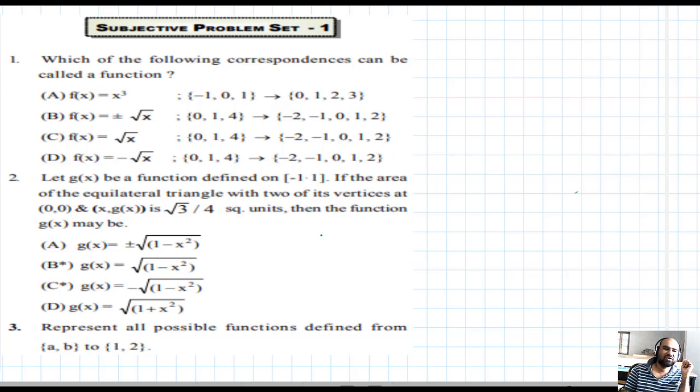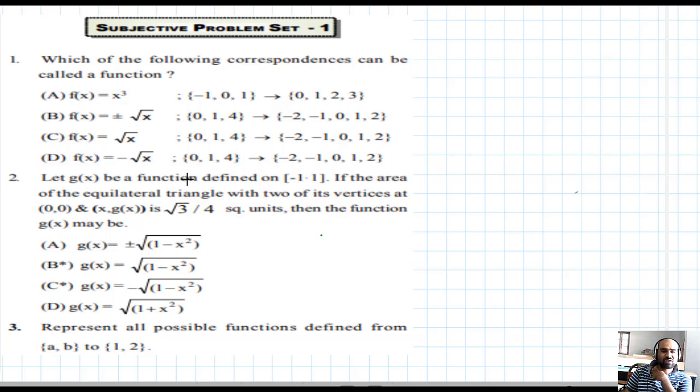So finally, this one is not a function, not a functional relation. Yeah, this is the functional relation, this is the functional relation. Okay. Now our next problem, an interesting problem, the second problem.